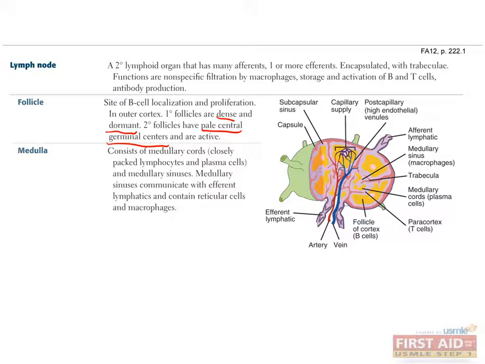The innermost portion of the lymph node is the medulla, which consists of closely packed lymphocytes and plasma cells in areas which are known as medullary cords and medullary sinuses. It's in the medullary sinus where one encounters reticular cells and macrophages.